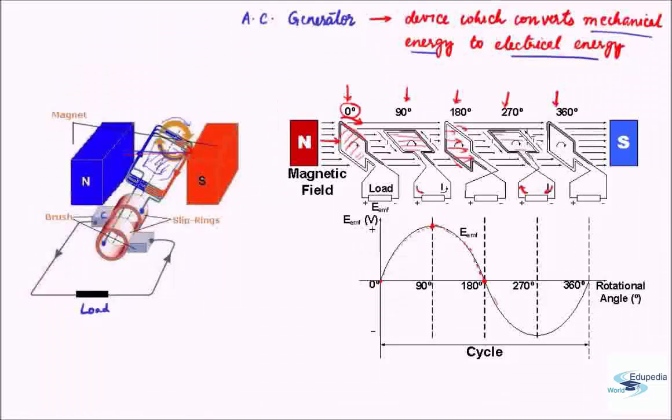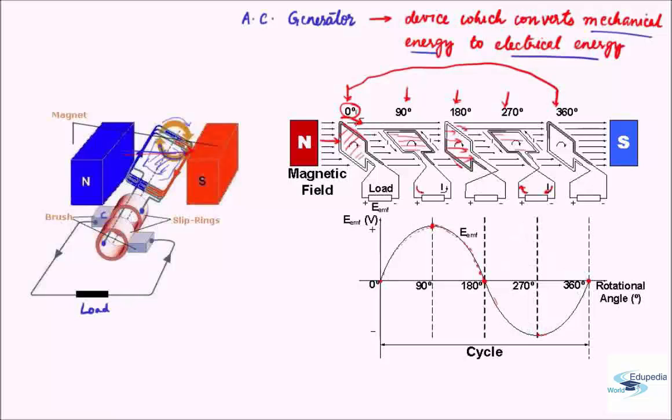Beyond that, from 270 to 360 degree, the EMF magnitude starts to reduce, though it is in the opposite direction, negative sense, but if we see the magnitude, it starts to reduce, and finally at 360 degree, which is equivalent to the 0 degree situation, we are back to zero EMF, right? And again the whole cycle repeats.